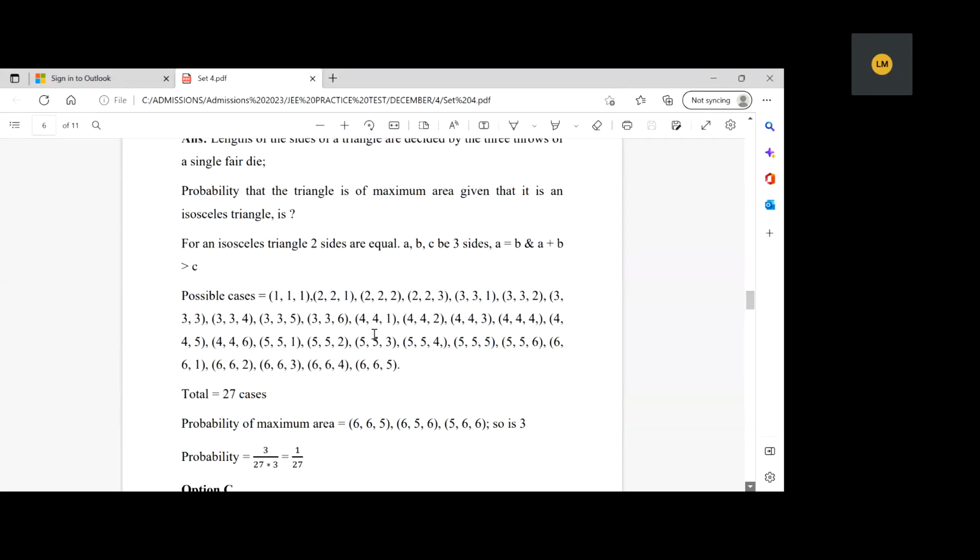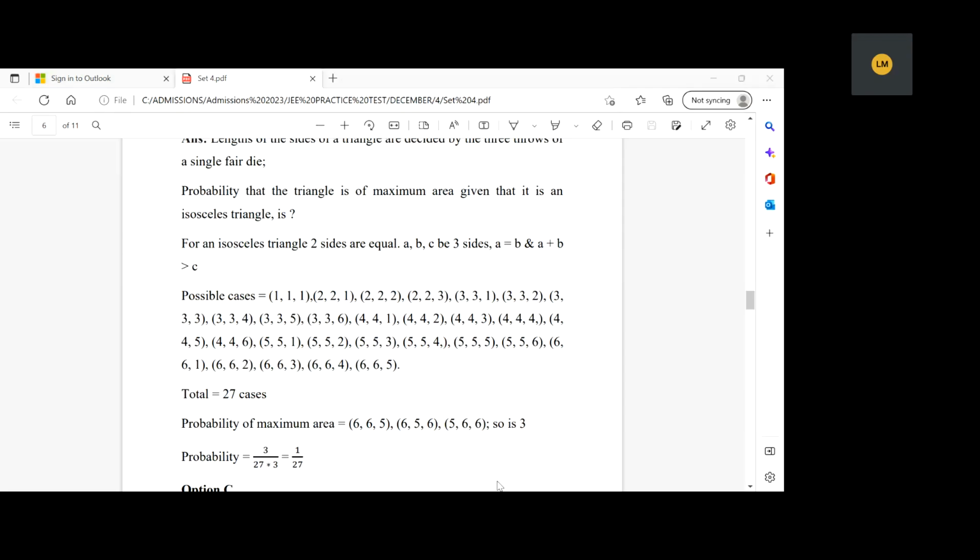But what will be the probability? Which one can give me the maximum area, the maximum value of the side? Here it's 6, 6, 5. So how many times will I be able to write this? It can be 5, 6, 6 or 6, 5, 6 or 6, 6, 5. So there are three possibilities. And what will be the total? It will be 27. So the correct answer is 3 by 27, that is 1 by 9, and it's option C.